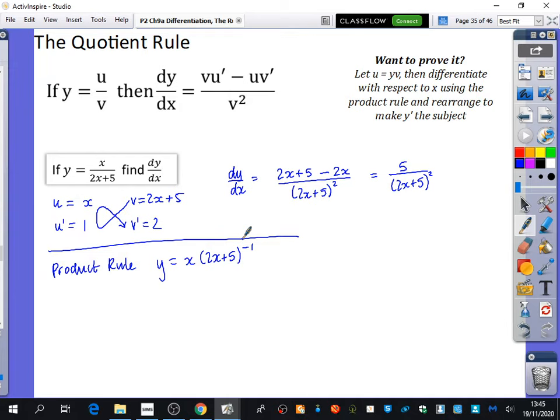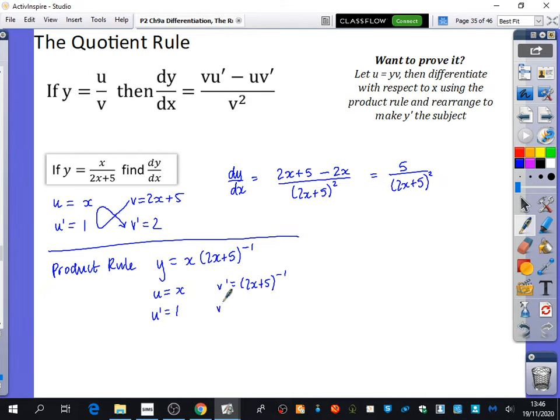But because of the way that we prove the quotient rule, which I said is the product rule, it's unsurprising that we can do both of these in both ways. So I am going to do this one as the product rule to show you. Generally, I think the quotient rule is neater and nicer. It simplifies quicker. But it's always nice to see that maths is watertight and the same thing in both ways. So if I was going to do this with the product rule, I would have said that u was equal to x and v was equal to 2x plus 5 to the minus 1.